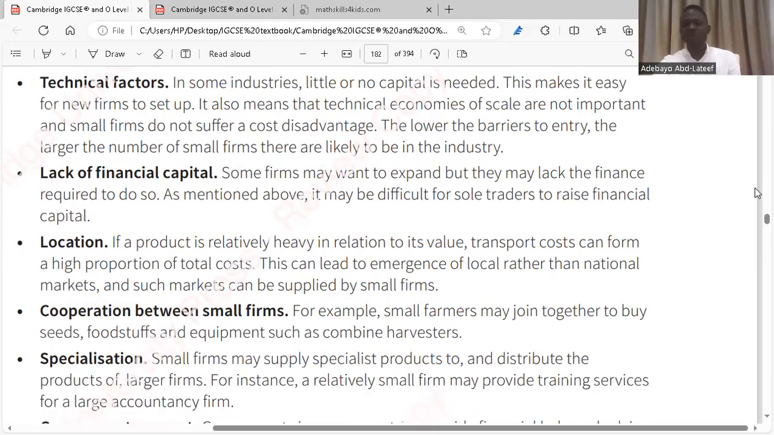Another reason why a firm could remain small is the lack of financial capital. If firms do not have the financial capability to expand, they will remain the way they are. Small firms find it difficult to source finance externally. So most of the time, sole traders use their own personal savings to start up a business. So the more money you have, the more possibility you have to expand your business. Is it clear? Yes.